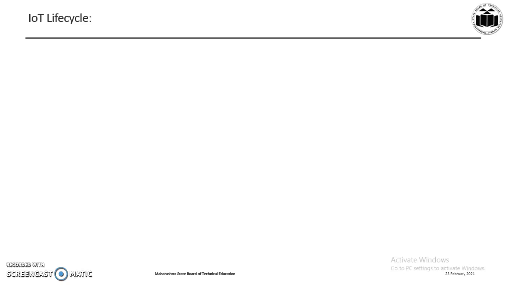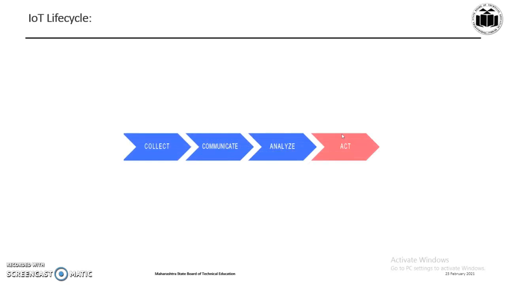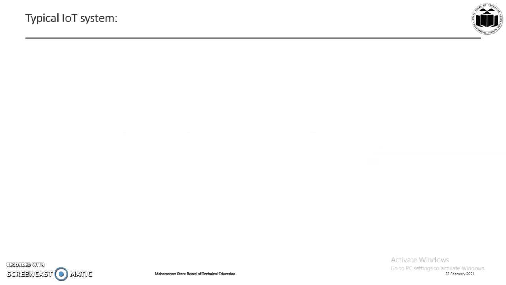Now let us see what is an IoT life cycle. As we can see in the figure, the IoT life cycle starts with collecting or gathering data, which is then communicated to the cloud or server, where it is analyzed or processed, and then accordingly actions are taken by the systems.